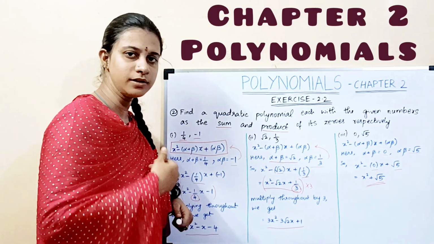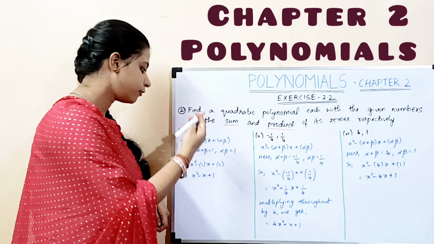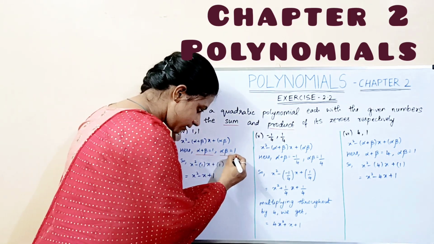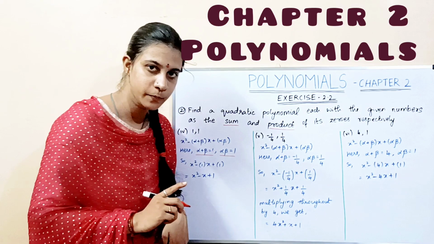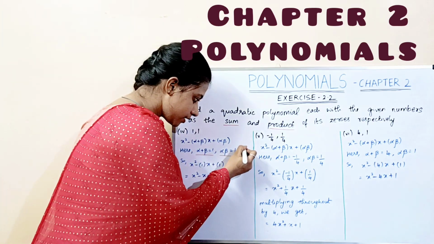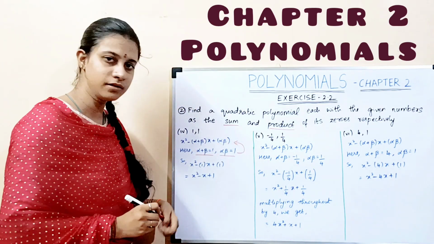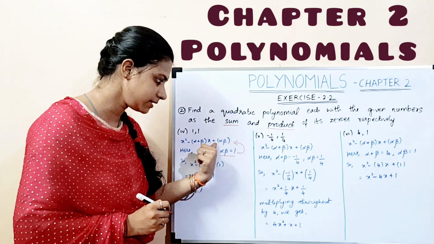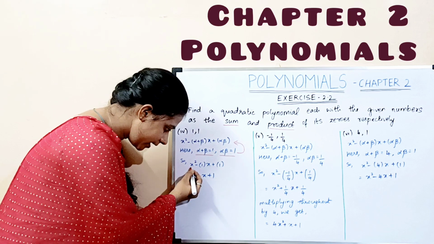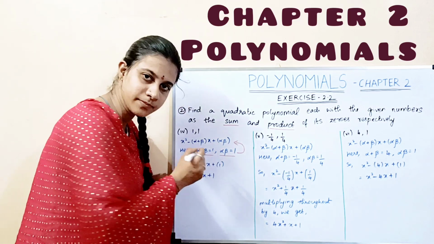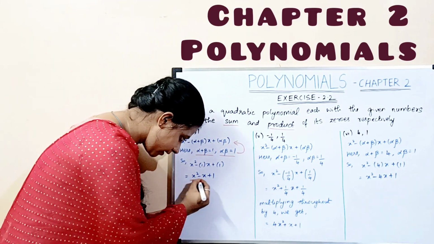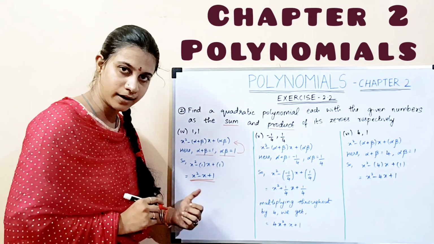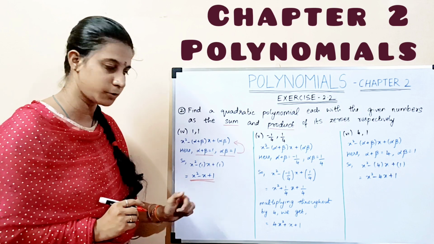Now let's move on to the next question. In this fourth subdivision, the sum of the zeros is given as 1 and the product of the zeros is also given as 1. So we will substitute these values in the condition x square minus sum of the zeros into x plus product of the zeros. So we get x square minus 1 into x plus 1. On simplification, we will get x square minus x plus 1. This is the required quadratic polynomial and the solution of this question.